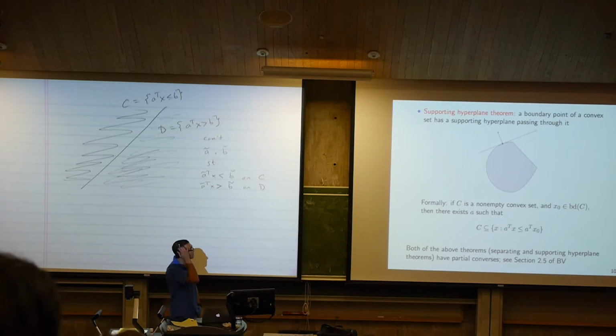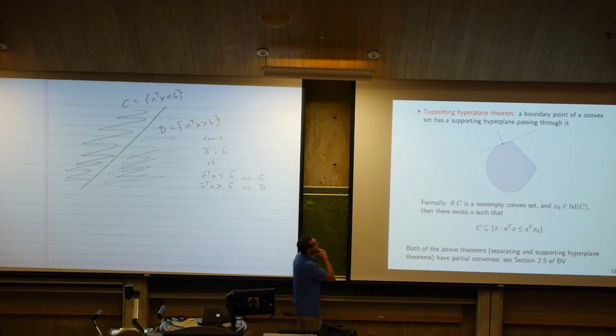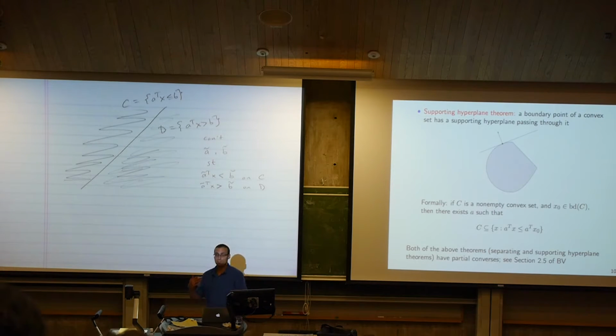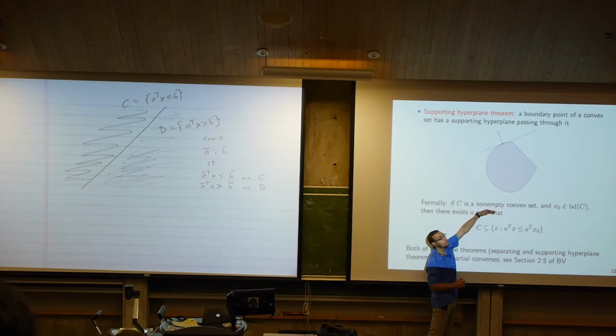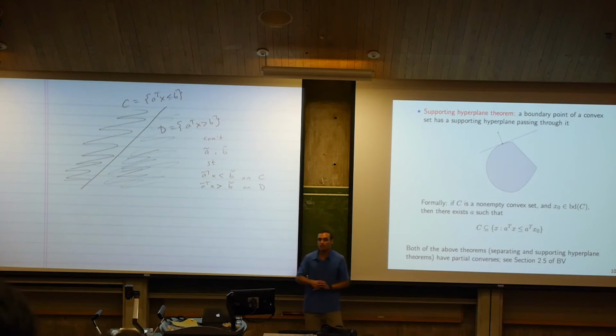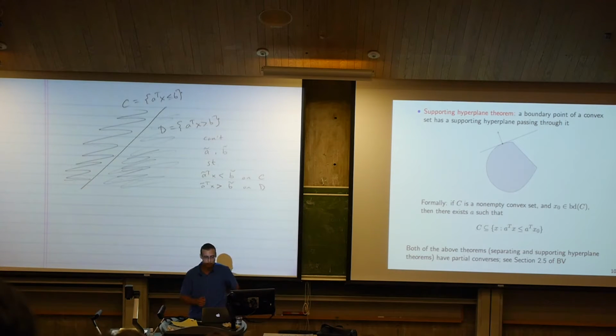Okay, supporting hyperplane theorem. This one's also very important. This says that if I have a convex set, and you give me a boundary point of the convex set, then I have a hyperplane that supports it, which means that I can find, say, an A and a B, such that at this point, suppose this point is called x naught, A transpose x naught is equal to B. And I get, let's say, A transpose x is less than or equal to B for everything in the set. But on the other side, I get A transpose x is bigger than or equal to B. That's called a supporting hyperplane.